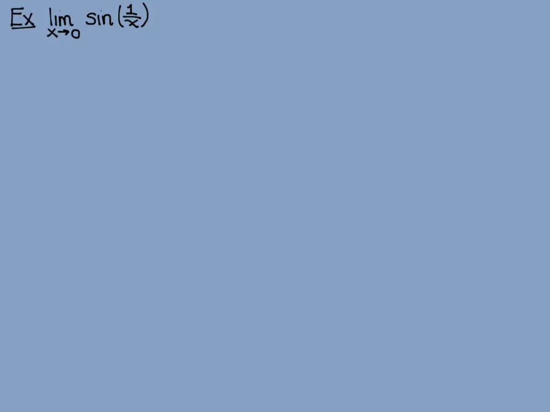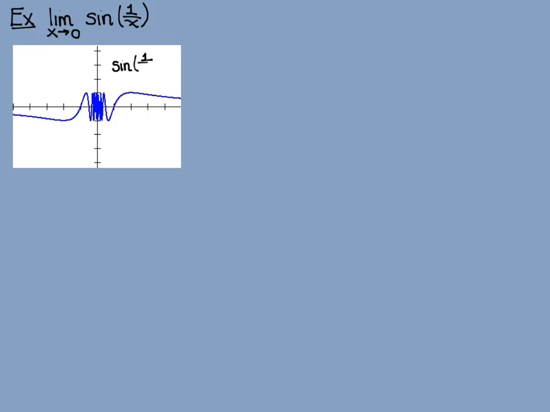Let's look at some examples of oscillations. So the limit as x goes to 0 of sine of 1 over x. The graph looks something like this, and notice that as x gets closer and closer to 0, the y value is hard to determine because the function is going up and down so quickly. So we write that the limit as x goes to 0 of sine of 1 over x does not exist.